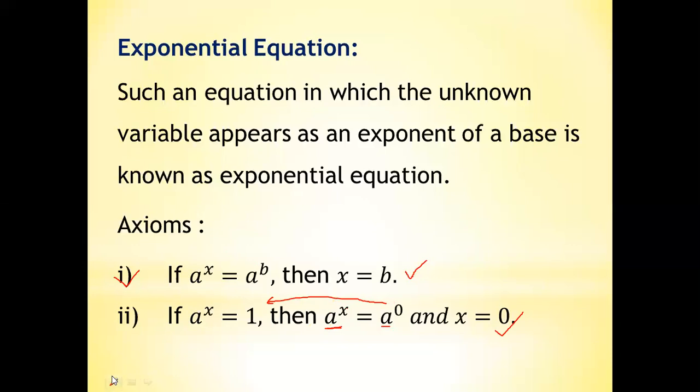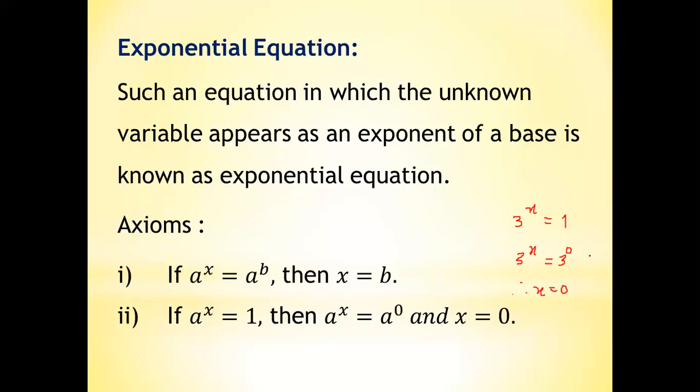To clarify a little bit further about the second axiom, I would like to give you one example. For example, if we have 3 to the power x equals to 1, just for an example, easily 1 can be written as 3 to the power 0. As I have already explained, bases can be or should be made the same. So we know that 3 to the power 0 is again 1. So by the axiom of exponential equation, we can say that x equals to 0.